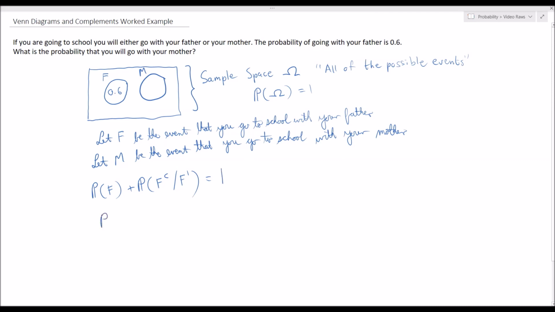So that means the probability that we don't go with our father, F complement, is equal to 1 minus the probability that we do go with our father. So in this case, the probability that we go with our mother will be equal to 1 minus the probability that we go with our father, which is 0.6, which leaves us with the answer of 0.4 as the probability that we'll go to school with our mother.